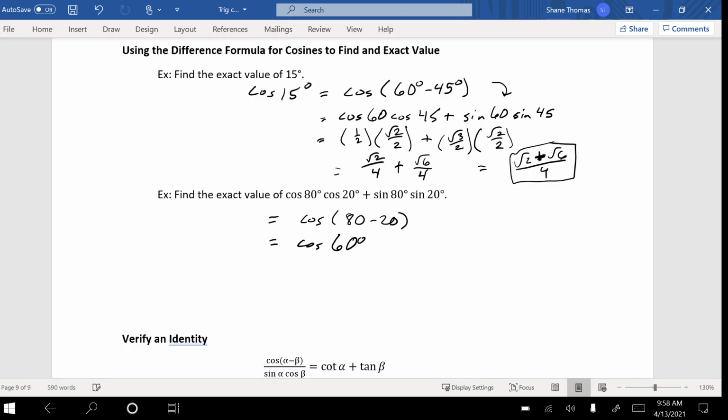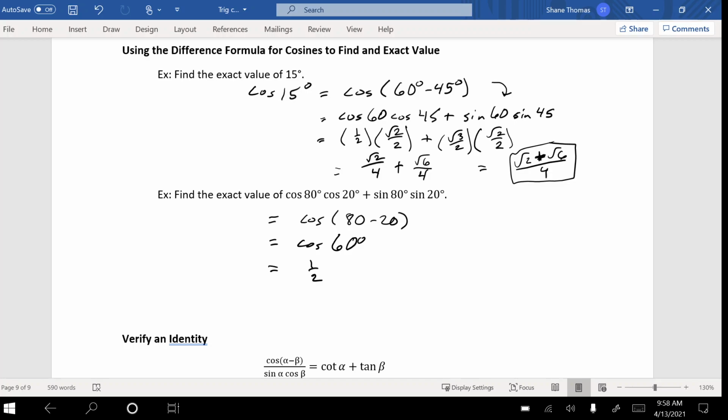Do I know how to find the cosine of 60 degrees? Absolutely, on the unit circle. What's cosine of 60 degrees on the unit circle? 1/2. There we go. Nice job. All right, so we just use that formula in two directions.